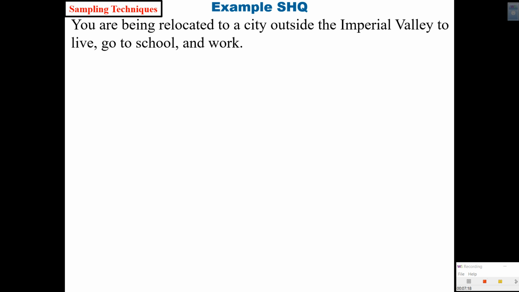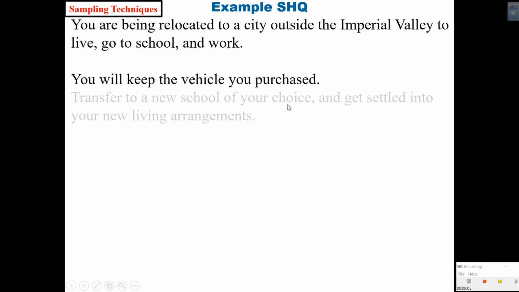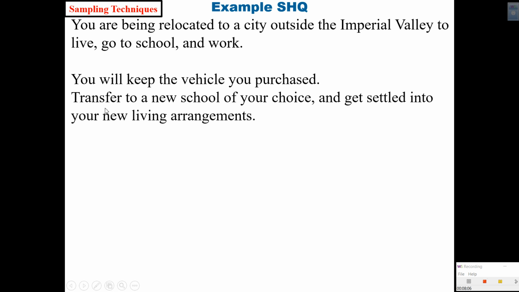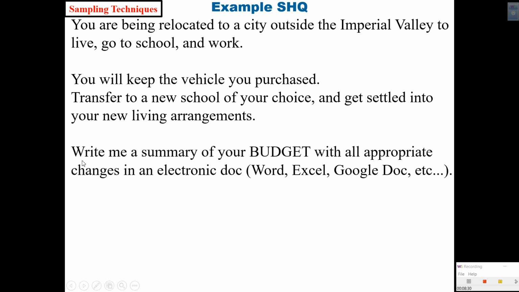Once again, make sure you are relocating, but check this out. You will keep your vehicle that you purchased because you're still paying for it. Same salary. You're going to transfer to your school of choice. You're going to settle in with your new living arrangements, which means you're either going to live on campus, expect expenses to be with dorms, or if you're going to be off campus, you need to rent another place. You're going to write me a summary of your budget with all the appropriate changes in an electronic doc.